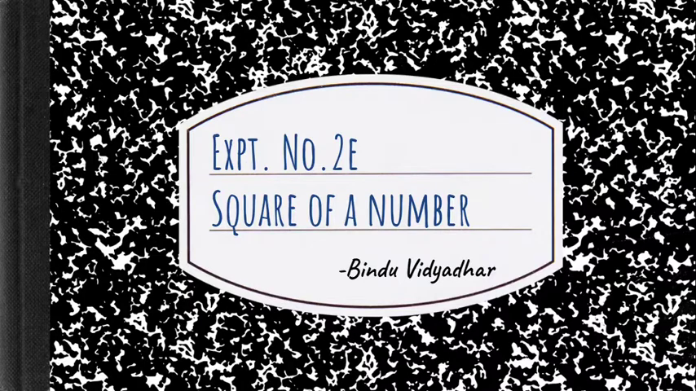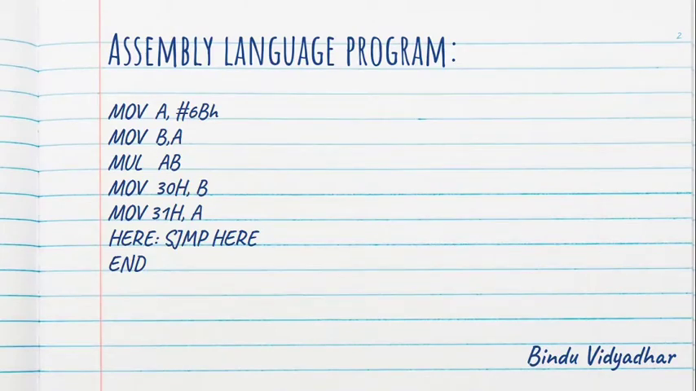Hello everyone, this is an assembly language program to find the square of a number. We have the assembly language program here. The program finds the square of the number 6Bh in hexadecimal.